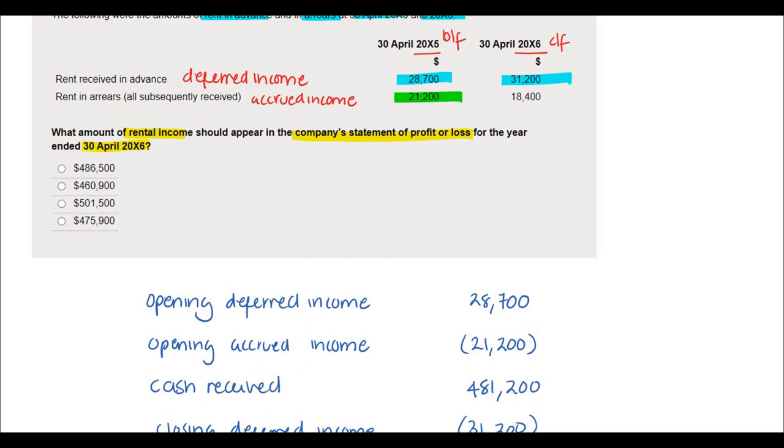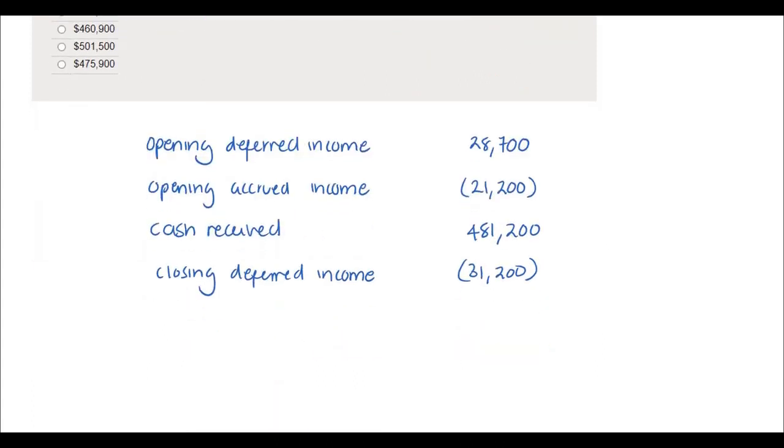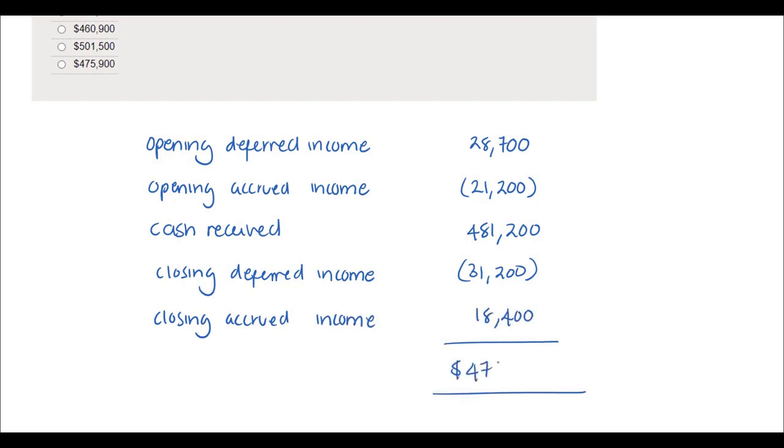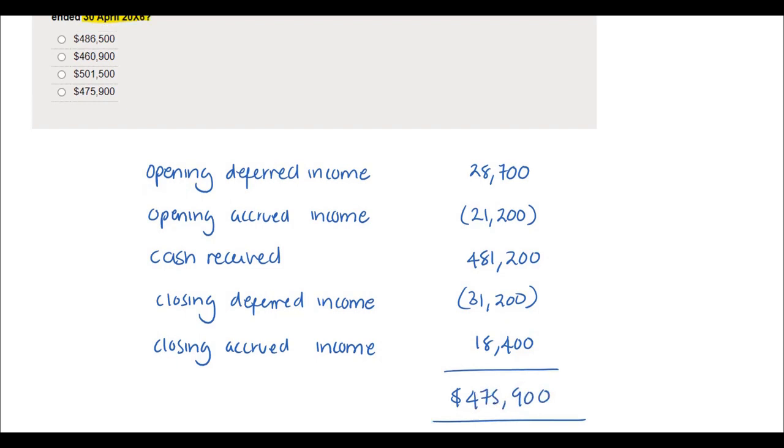Next, and finally for this question, we deal with the closing accrued income, the 18,400. This represents amounts that are outstanding for the current year and should be included in the rental income balance for the current year. And if we add down, what we will get is 475,900. This is the rental income that the company must show in its statement of profit or loss for the year ended April X6, which is option D in this question.